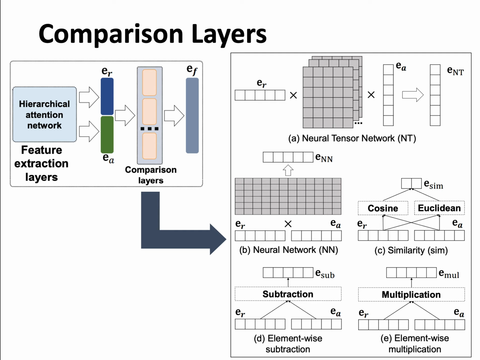After extracting the features from the removed code and the edited code, we put them into the comparison layers. The goal of the comparison layer is to build vectors that can capture the differences between the removed code and the edited code. We use multiple comparison functions to represent different angles of the comparison. The comparison functions include the neural tensor network, the neural network, the cosine and Euclidean similarities, and the element-wise subtractions and multiplications.